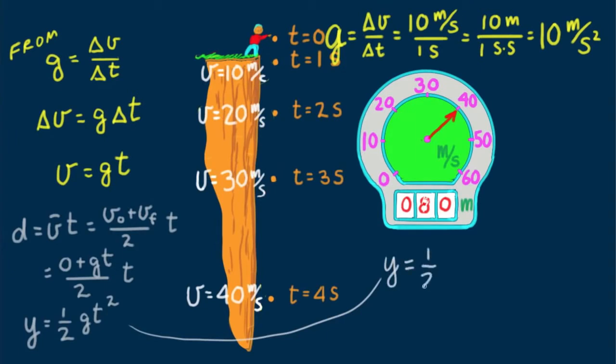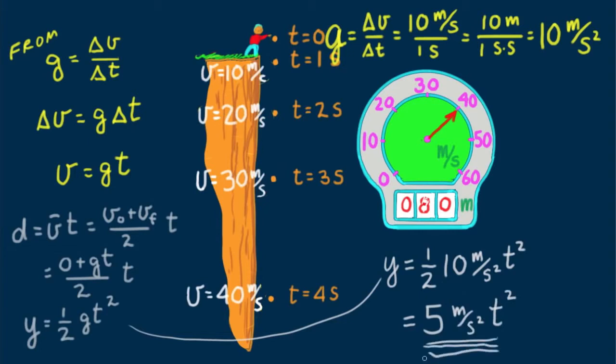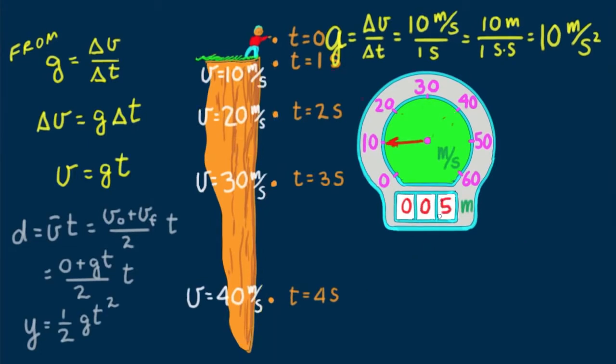For numerical values, distance of fall is given by 1/2 of 10 meters per second squared, which is 5 meters per second squared, multiplied by t squared. This agrees with the 5 meters, 20 meters, 45 meters, and 80 meter odometer distances of fall. Got it? Not really, until you've given some study time to this.